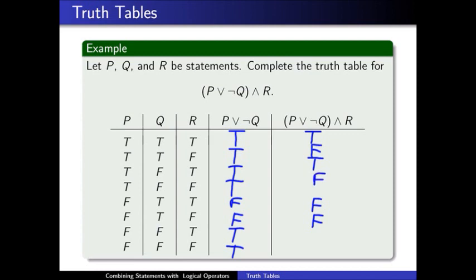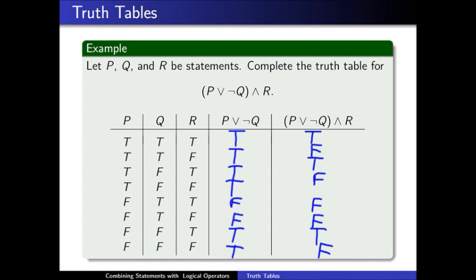We've already got the next two rows, so let's skip down to the last two rows. When R is true, so is the conjunction. And in the last row, R is false, so is the conjunction. And we have now completed the truth table for this more complicated compound statement.